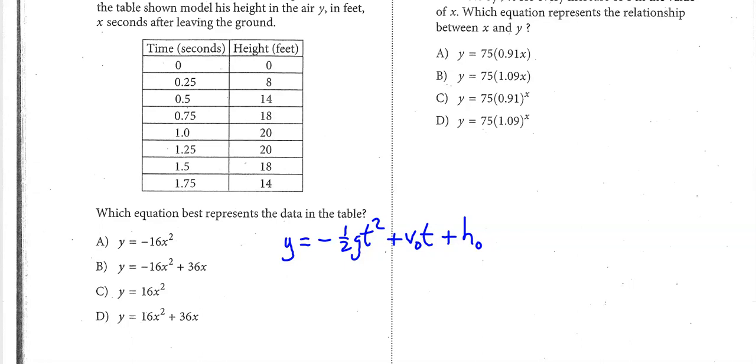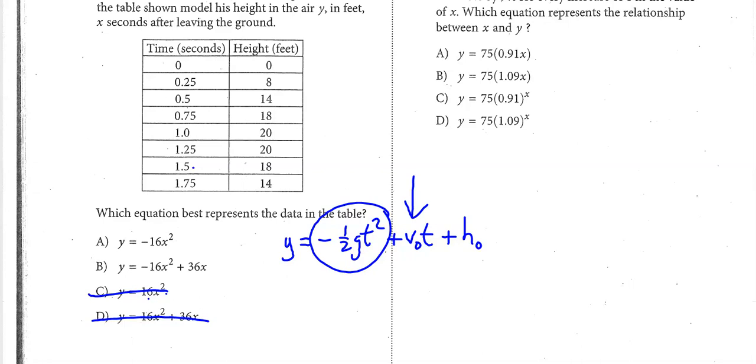This is the generic equation for projectile motion or free fall if you don't have any sort of initial velocity. But I know this front part is always negative because gravity is pulling me down. So that kind of wiped out these two. Plus they don't match the table. If you put in a pretty big number like 1.5 and you square that and then you times it by 16, I don't think it's going to fit the data here.